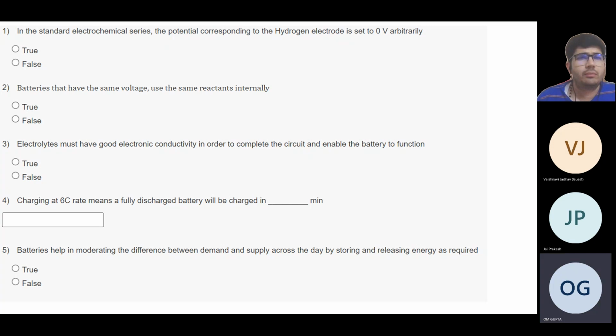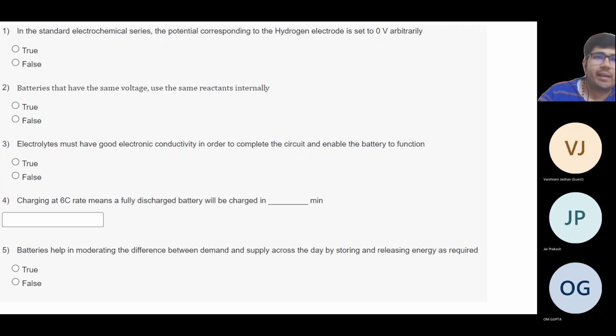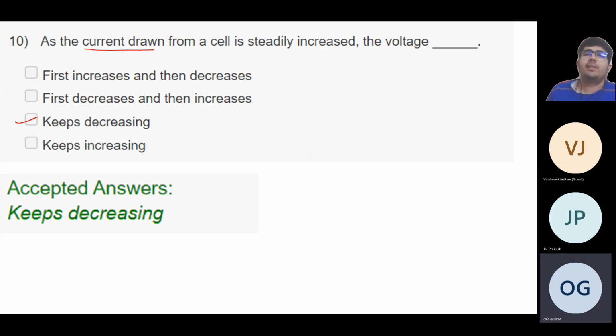The kinetics is just confusing a little bit. Thermodynamics is okay. It's just the kinetics. In this question, what is happening is that more current is drawn, so the current density is increasing. Okay, so how will you increase the current density? Think about that.